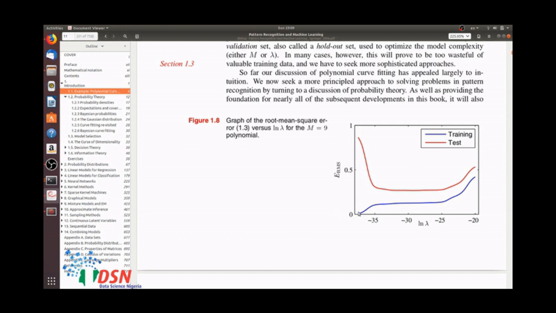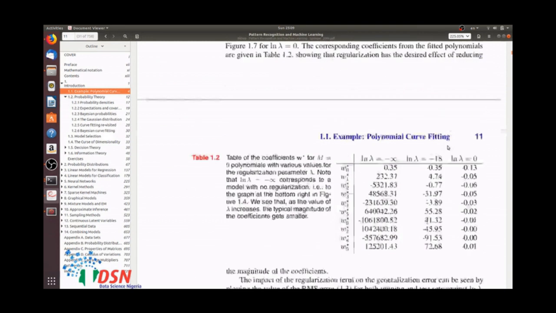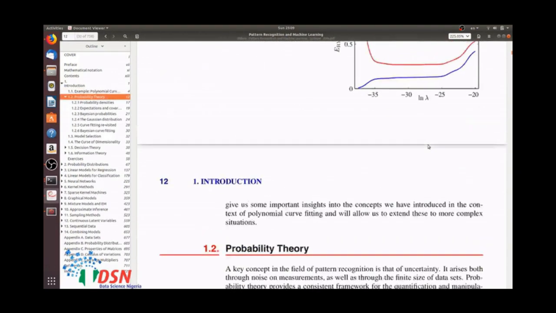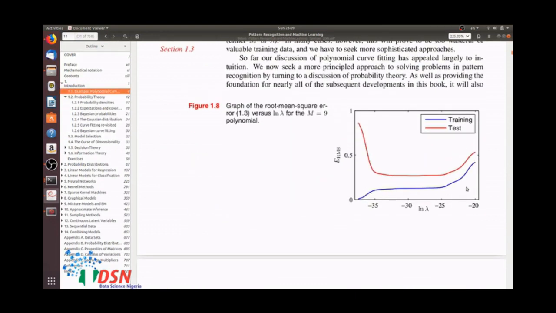As you could see, for very large lambdas, you will probably have high test and training error. In this case, your W's will be quite small because you are penalizing them so much, so they are going to be small, and then your training and test error will be quite high. It happened in this case, so it is not very good.